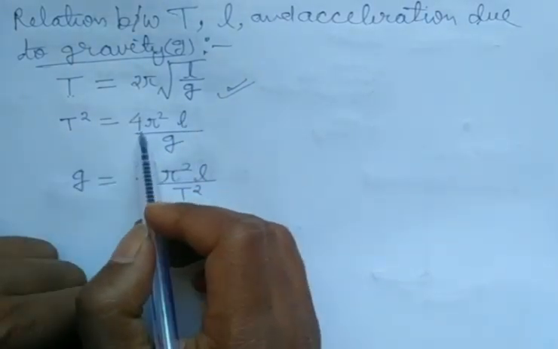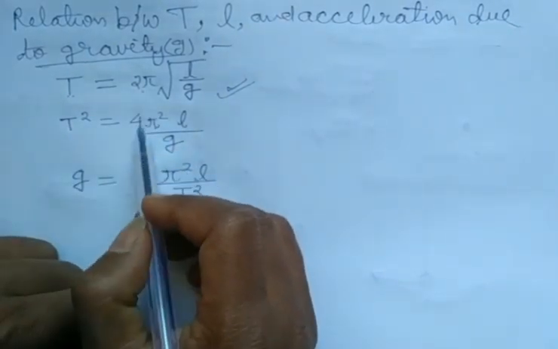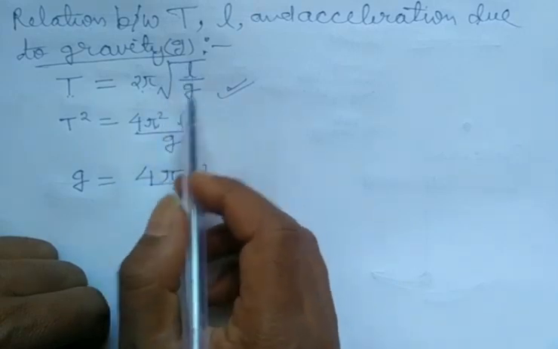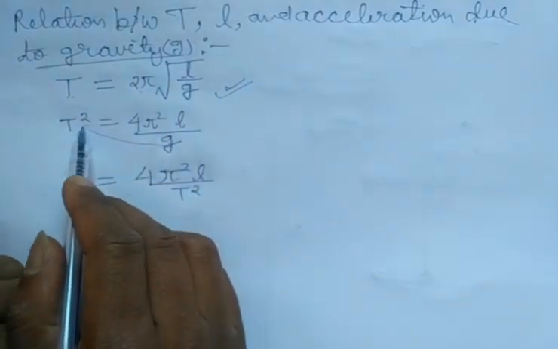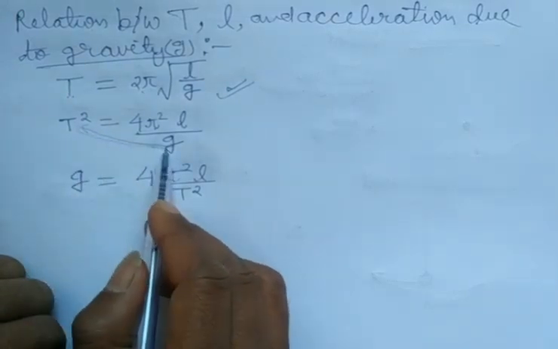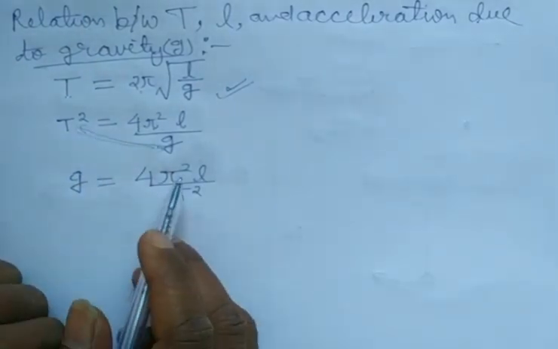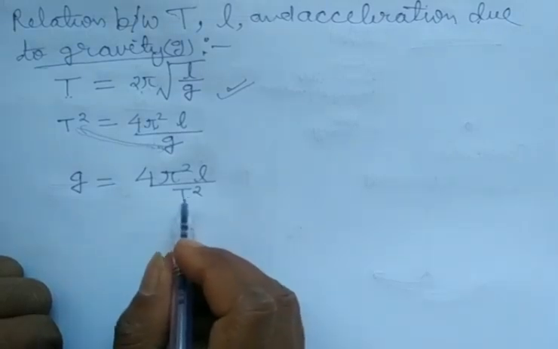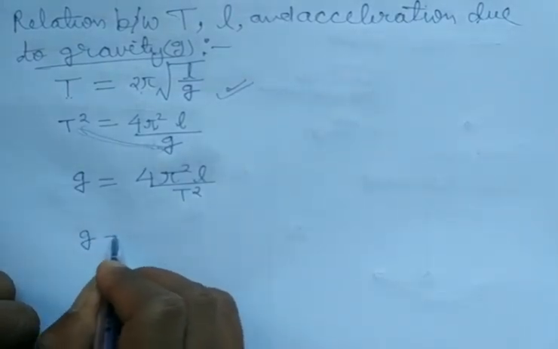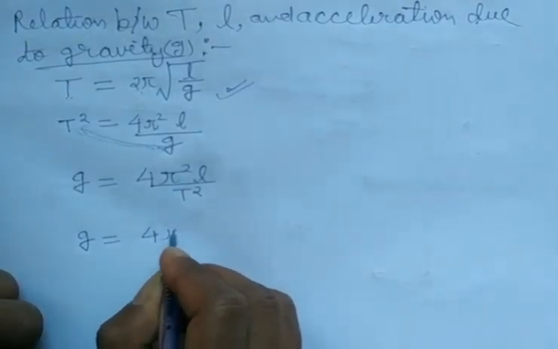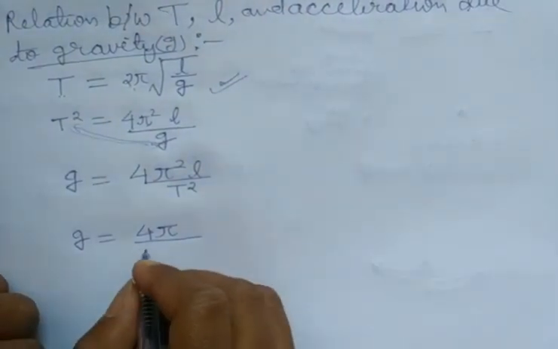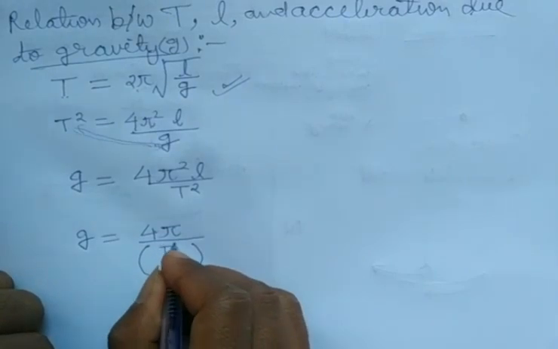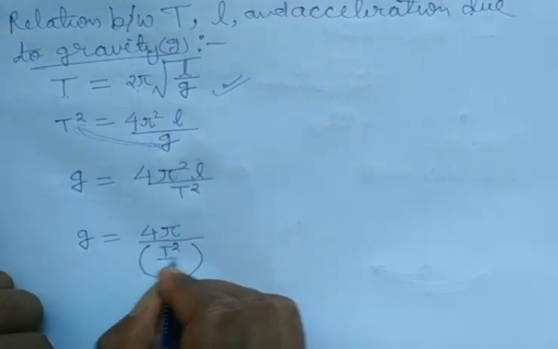Then squaring both sides, T square equal to 4 pi square L by g, and here root will get cancelled. All right. Now what I did, just I have taken g here and T square here. Cross multiplication. Now one more thing that is going to be a bit problematic for you people. I am writing it like this.